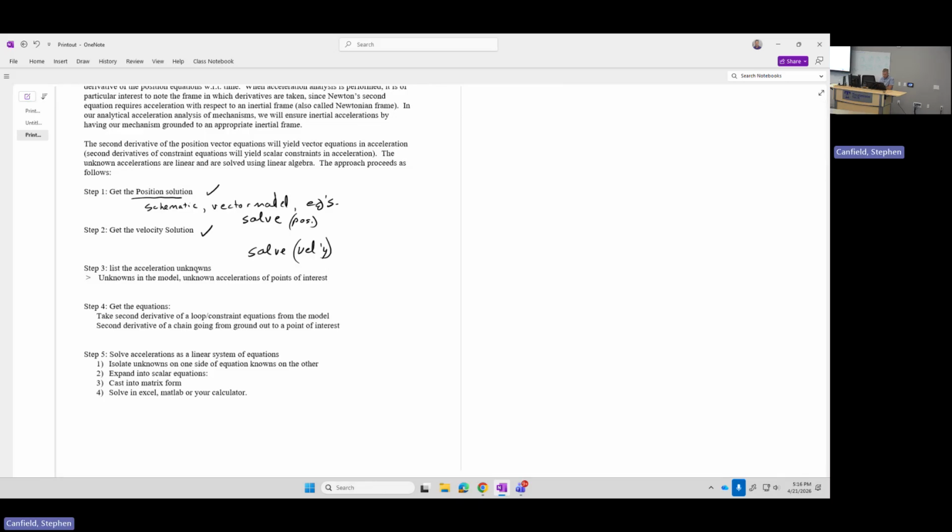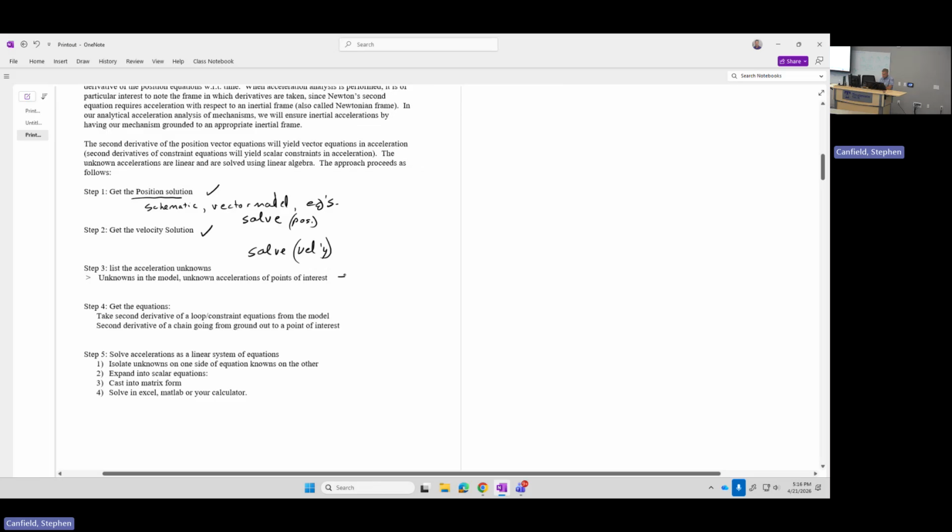Step 3, we're now going to list our acceleration unknowns. And this follows the same way. First of all, we say that constants are known. So I'm going to write that down again. Constants are known. And we assume they're known because we could look them up from CAD drawings. We could measure them. So they're always knowns. And also, a derivative of a constant or a second derivative of a constant, I'll just call it constant, is 0. So they're known at the position level, but they just disappear at the velocity or acceleration level.